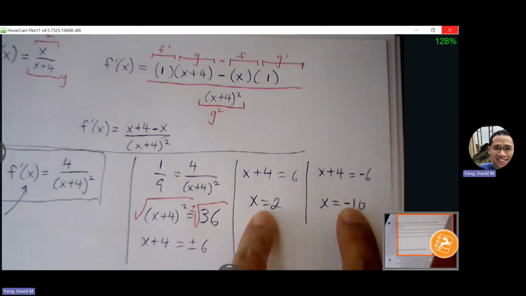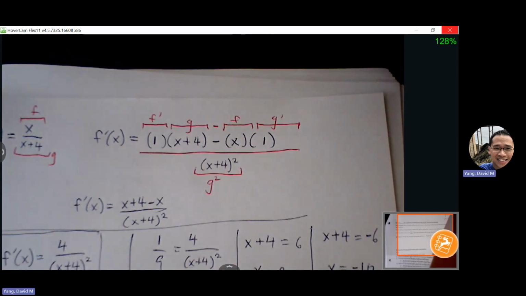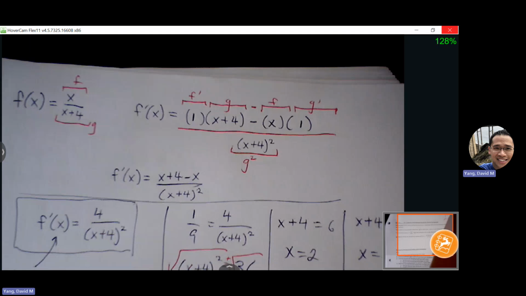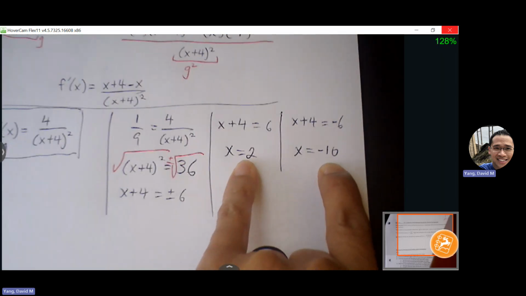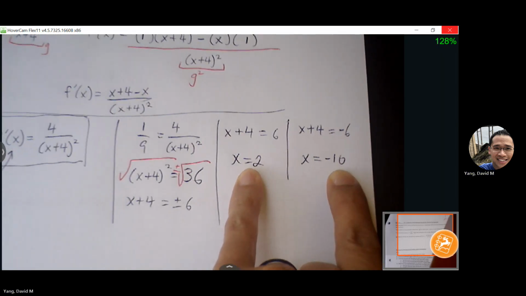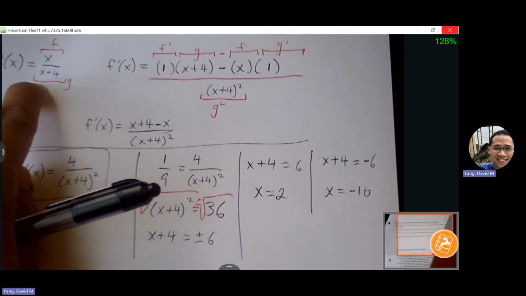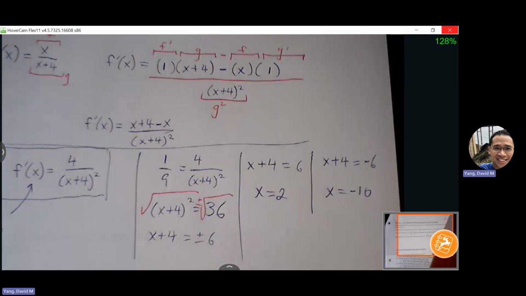Okay, so we're almost there. We know that there are two different locations where this graph will experience a slope of 1/9. And now the final part is, it says find the points, find the x and the y values. So how can I find the locations of the ordered pairs of the x? Plug it into the original. The original will give you location. The derivative gives you slope. So now we just have to make sure that we're using the function and derivative appropriately.